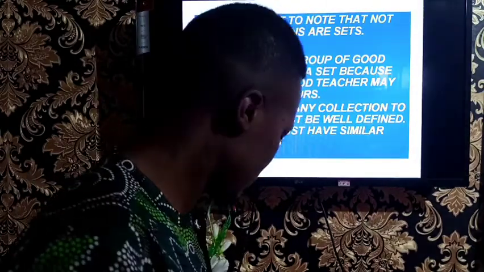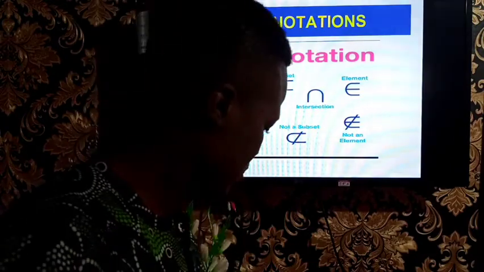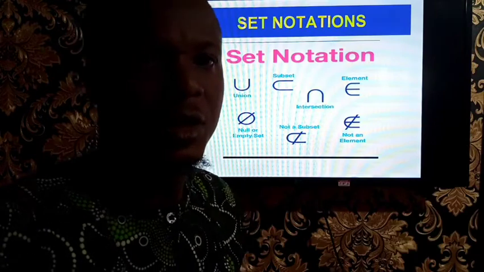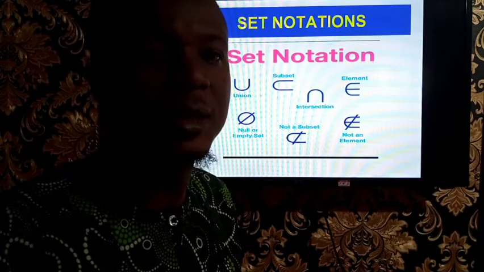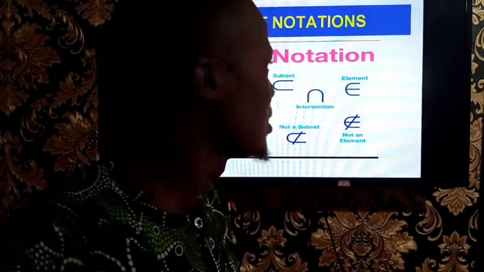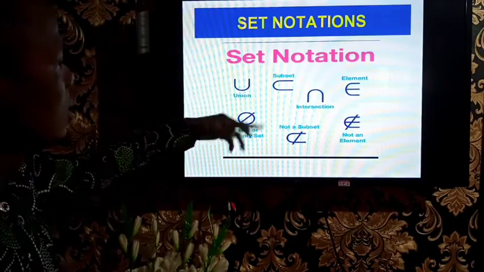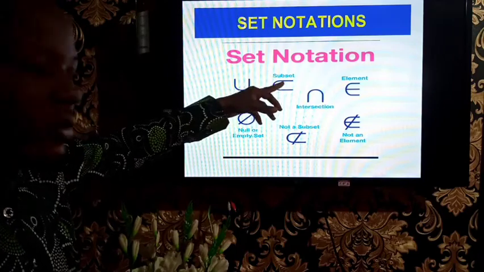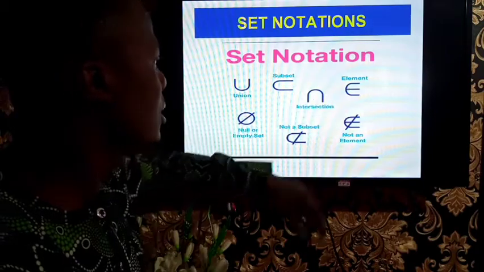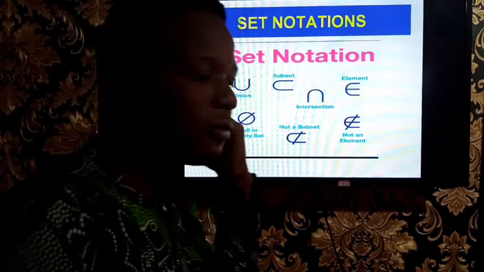Okay? Let's still continue. In set, there is what we call set notations. Set notations. When you hear set notations, don't be confused. The set notations are just those symbols you use to represent certain things in set. For example, as you can see here, we have union. We use letter U to represent union. Look at this symbol here for subset of a set. This is intersection. We have not an element of, not a subset of, the null set or empty set. So these are few symbols used in sets.